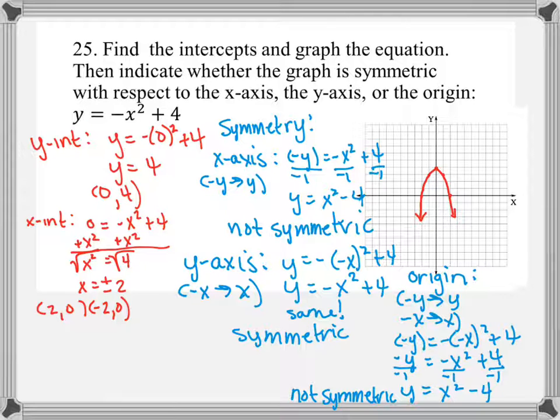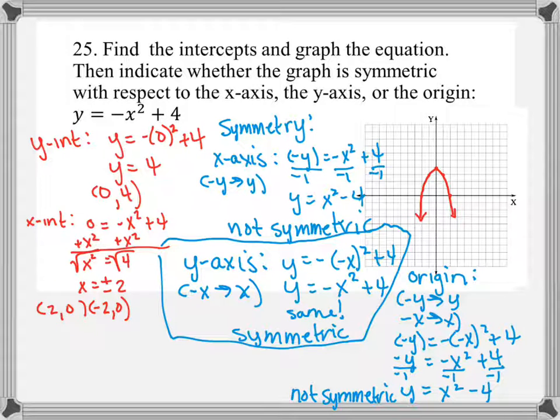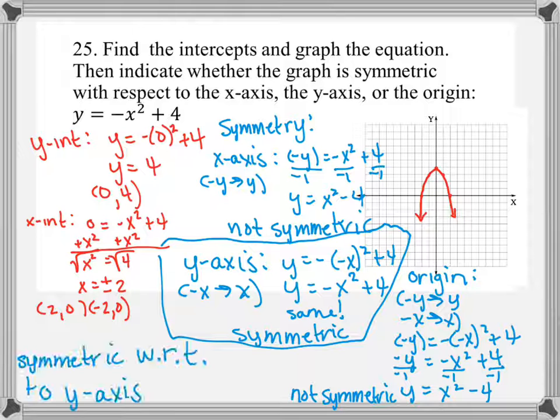And if we were to imagine rotating our graph 180 degrees with the rotation point at the origin, we would not have the same graph. It would be a graph that would be opening up, so it is not symmetric with respect to the origin. So it is only symmetric with respect to the y-axis. WRT is my abbreviation for with respect to.